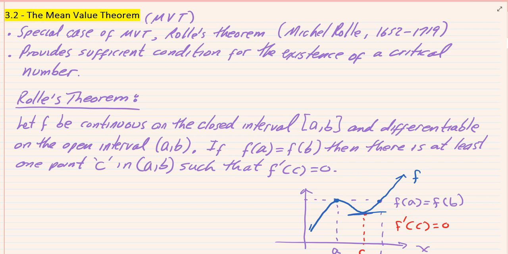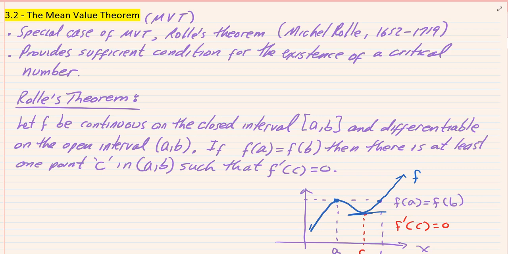Okay, and of course, the mean value theorem is a very important theorem, and it's used in proofs of other theorems later on in second semester calculus. Even in our course, we may use it once or twice again before we're done with it. So we're going to look at a special case of the mean value theorem called Rolle's theorem, named after Michel Rolle, the late 17th, early 18th century mathematician. And again, what this theorem does is provide a sufficient condition for the existence of critical numbers.